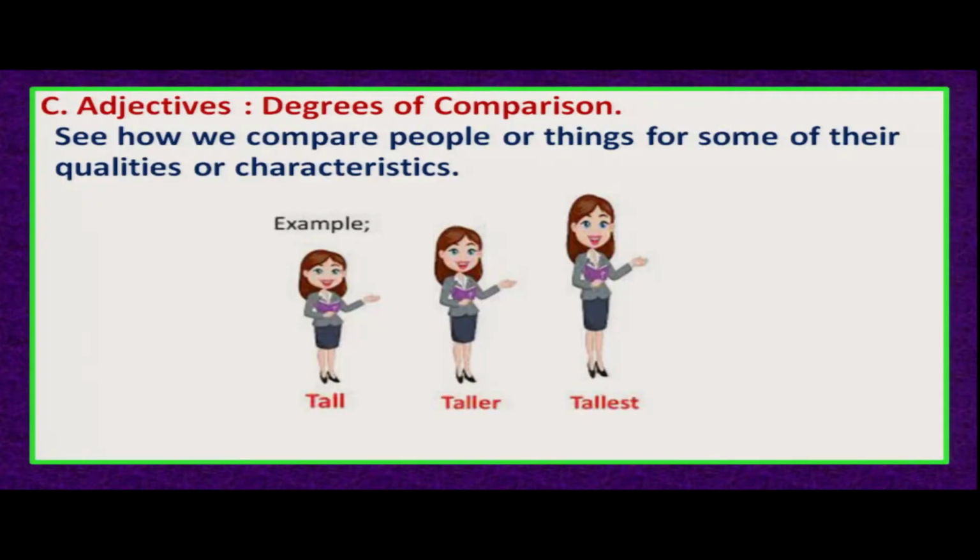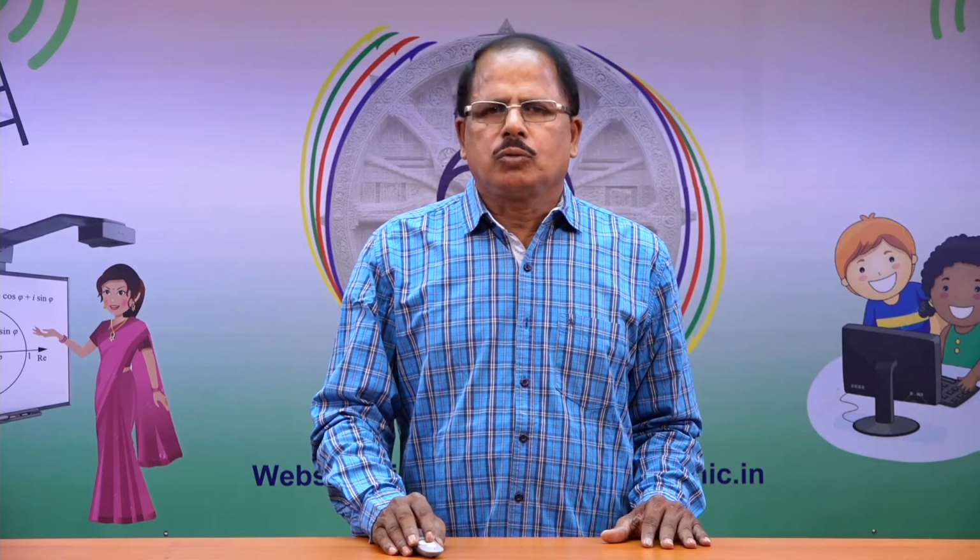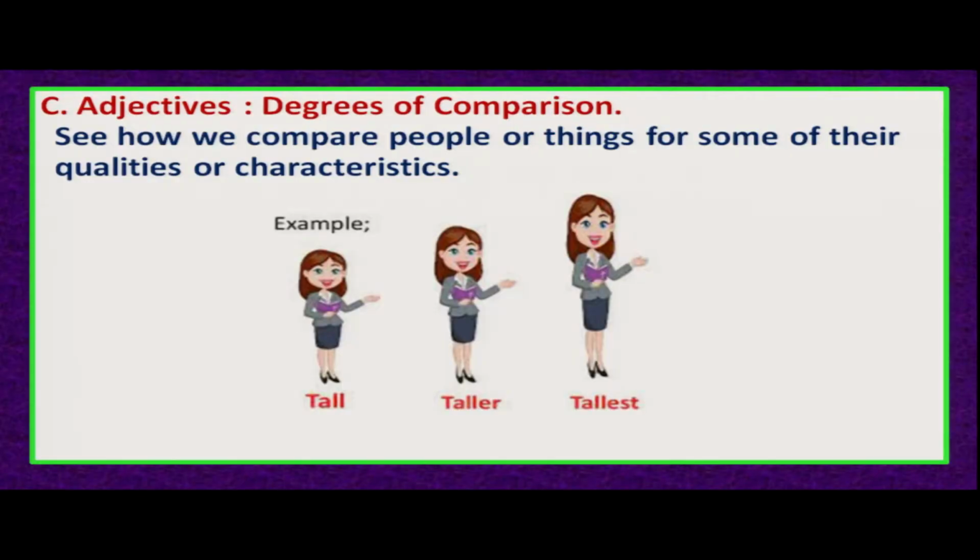Let's begin with how the form 'richest' is used. Let us start our grammar, the new idea, that is degrees of comparison, right? Adjectives, degrees of comparison. When we compare, how can we use the different forms of adjectives, as we used for the wealthiest person, the richest persons, the 5 richest persons, the 10 richest persons, like this, right? You just see how we can compare people or things for some of their qualities or characteristics.